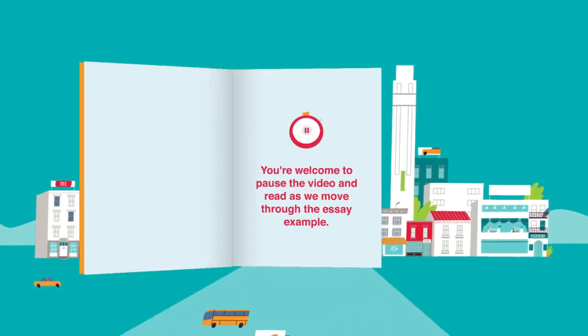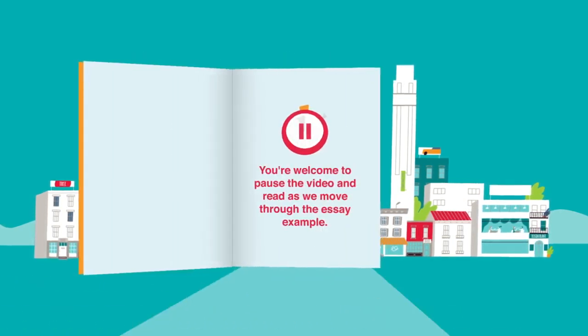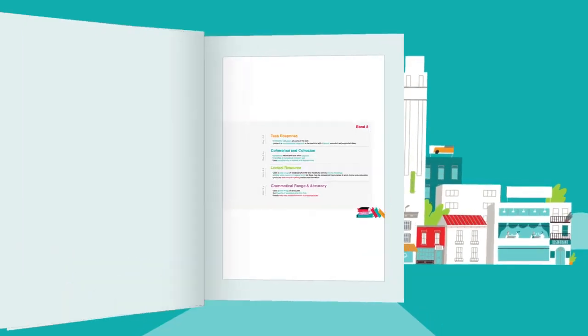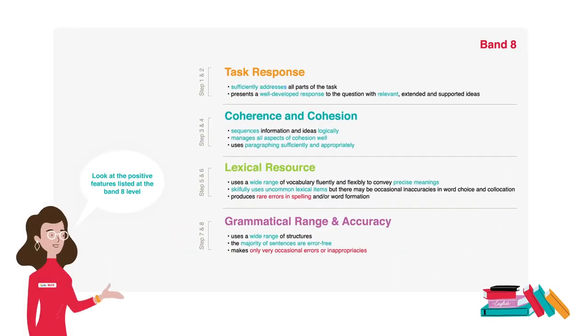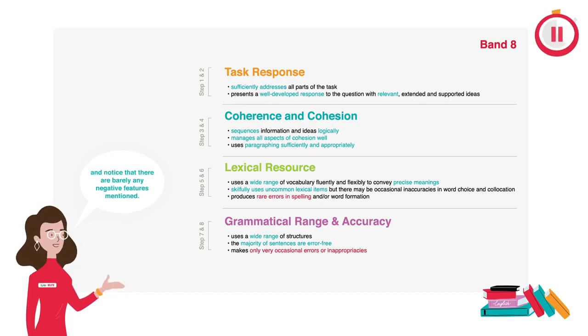You're welcome to pause the video and read as we move through the essay example. Look at the positive features listed at the Band 8 level and notice there are barely any negative features mentioned. Our steps today will take you across these 4 areas, starting with task response and moving through all the other criteria. The focus of this lesson is to look at areas that need more work and can prevent a higher score if not given enough attention.